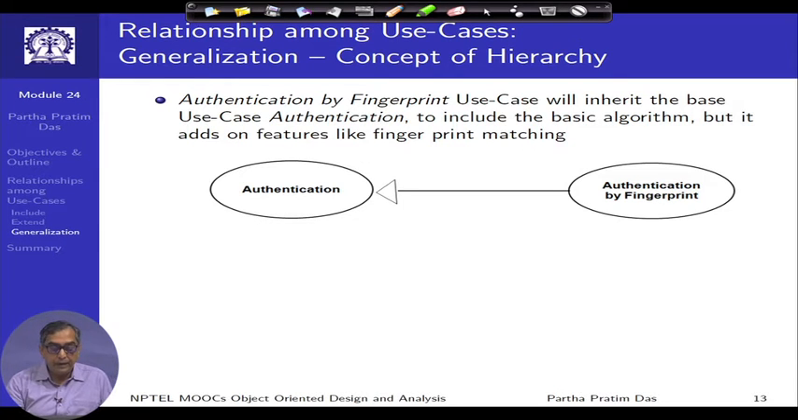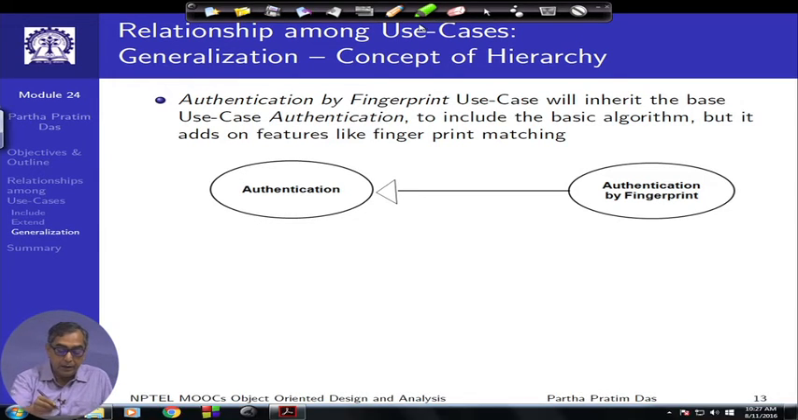So, as an example, let us say I have an authentication system. I have a use case for authentication which does a variety of authentication, like password based authentication, maybe SMS OTP based authentication and so on. And I want to define another use case, authentication by fingerprint, which specializes from the authentication use case.